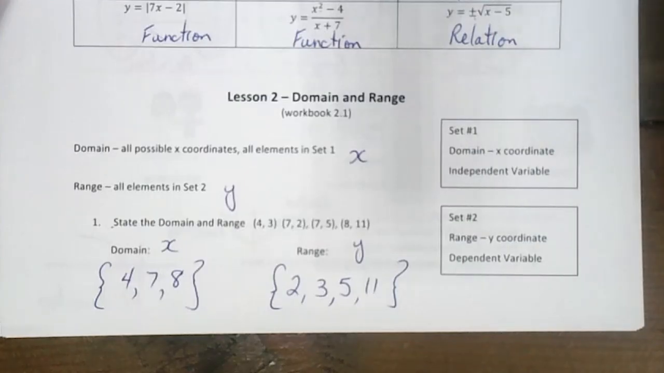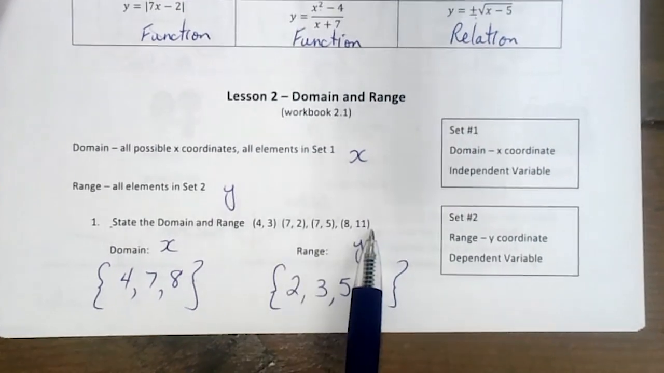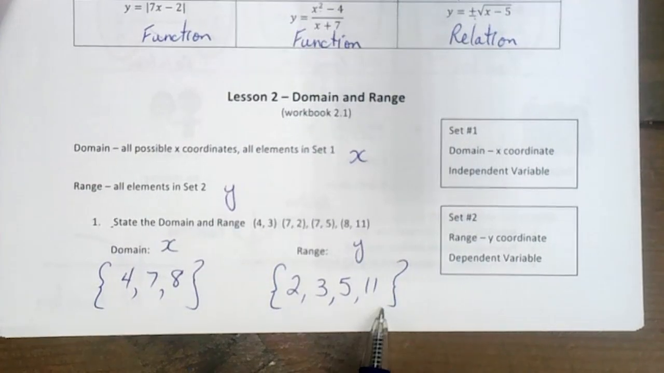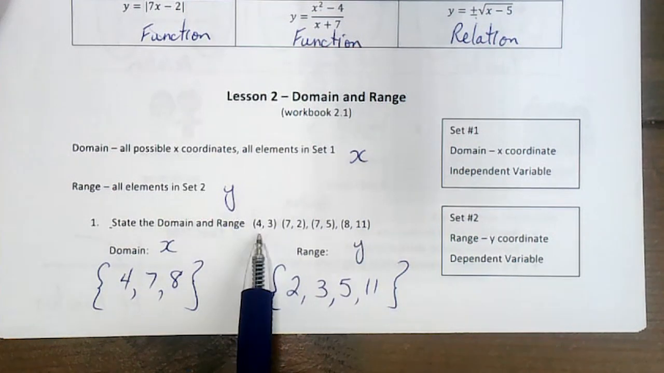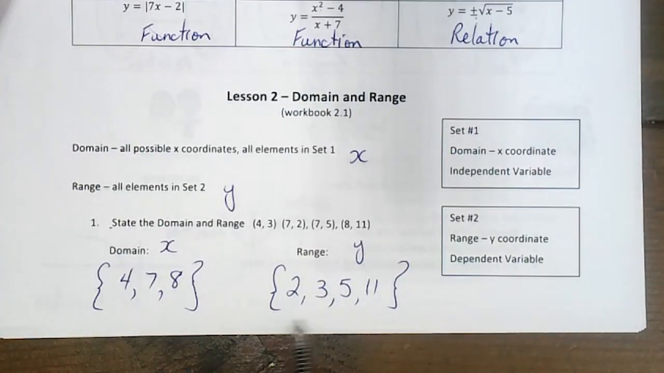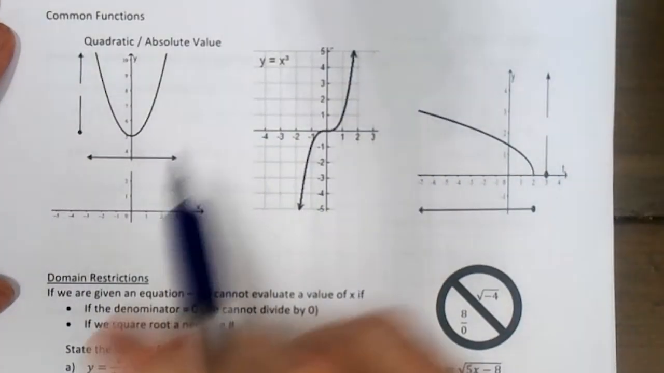So one thing I want to point out, if we have ordered pairs, the domain and range are just listed with commas. There's nothing connecting them, there's no graph, so the domain is just these 3 points, the range is 4. If we turn the page, we have a graph.